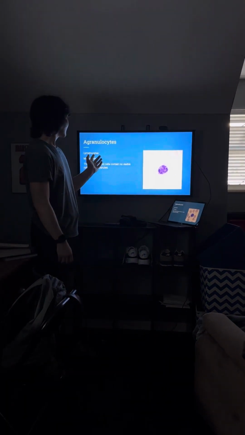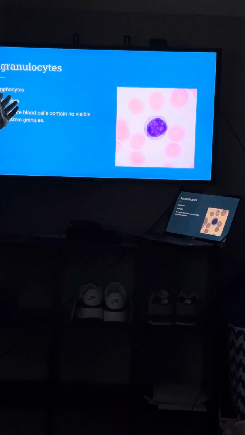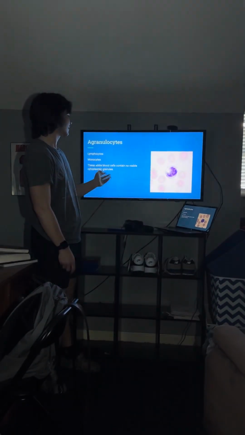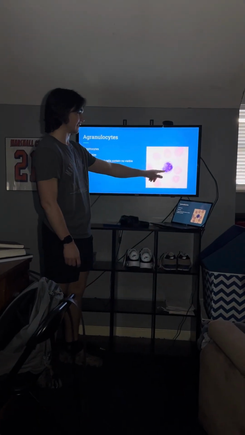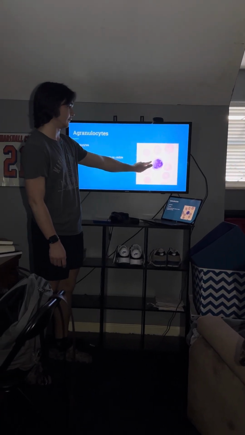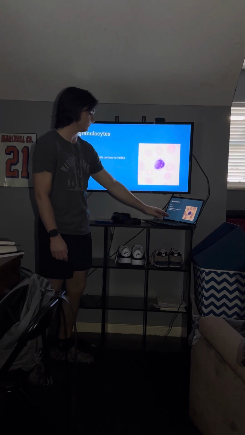Next is agranulocytes, and that has lymphocytes and monocytes in it. These white blood cells contain no visible cytoplasmic granules. As you can see, it's a lot more whole. And then you have the blue outside cytoplasm.